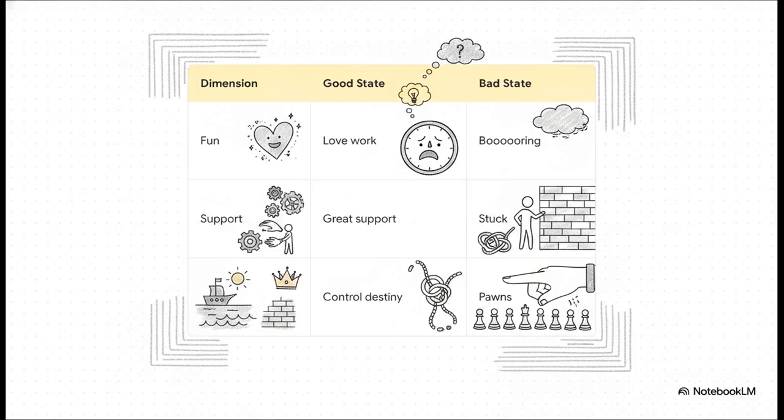Support checks if the team gets immediate help when they need it, or if they just keep getting stuck in the mud. And consider the dimension pawns or players. Do your team members feel like they control their destiny and actively decide what to build, or do they feel like pawns with zero influence just being pushed around a chessboard? Measuring psychological safety and autonomy like this provides some seriously incredible insights.